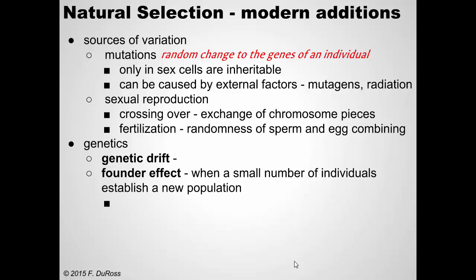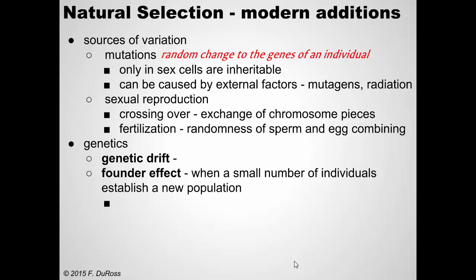The other source of variation we know now is sexual reproduction. And sexual reproduction, as you know, results in much more variation than asexual reproduction. Because when organisms reproduce sexually, there's a combining of genetic information from two different parents to form the offspring. And so those offspring have new combinations of traits.